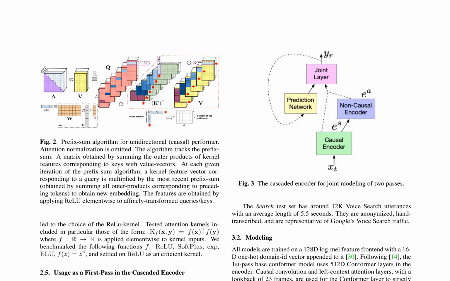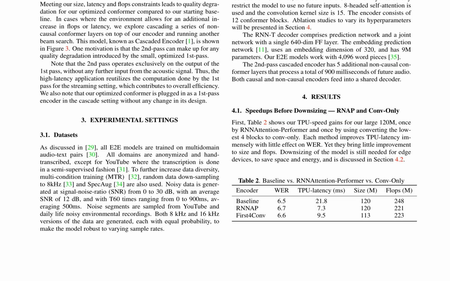The experimental settings involve training on multi-domain audio-text pairs with data augmentation techniques such as multi-condition training, random data downsampling, and SpecAugment. The test set consists of around 12,000 voice search utterances with an average length of 5.5 seconds.